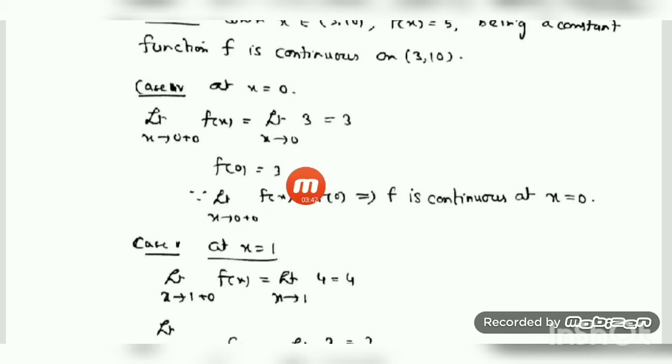And what is f(0)? The function is defined the same way, so f(0) is also equal to 3. So we have found that the limit exists and the function value is equal to it. That means f is continuous at the point x equal to 0. Here the limit is said to exist when the right hand limit exists. No need to check the left hand limit.